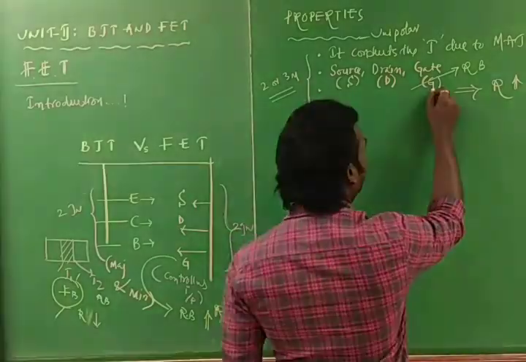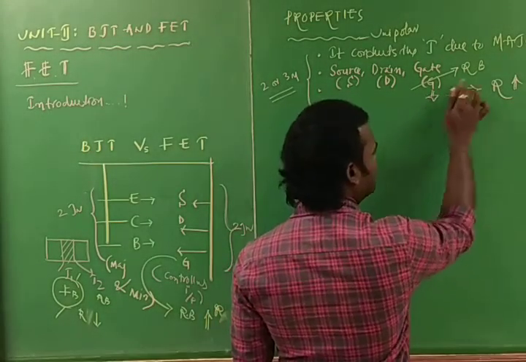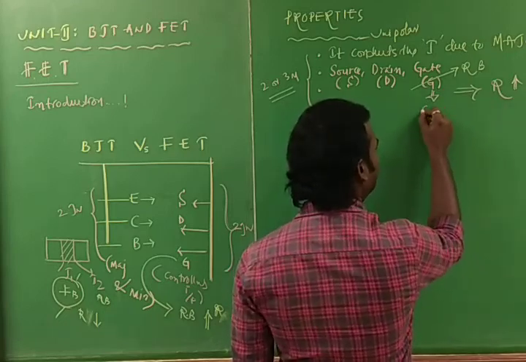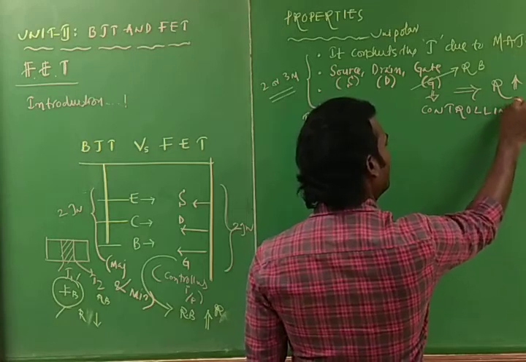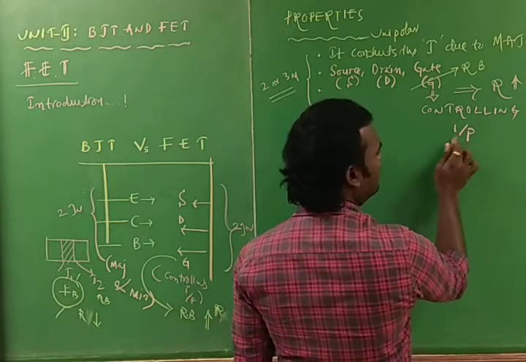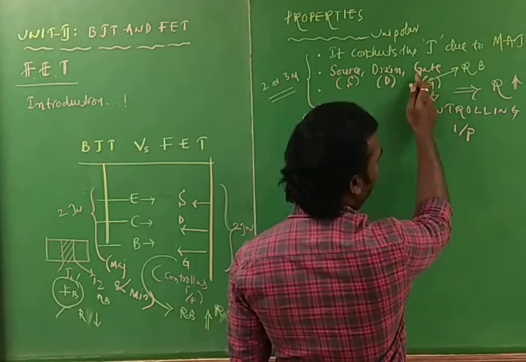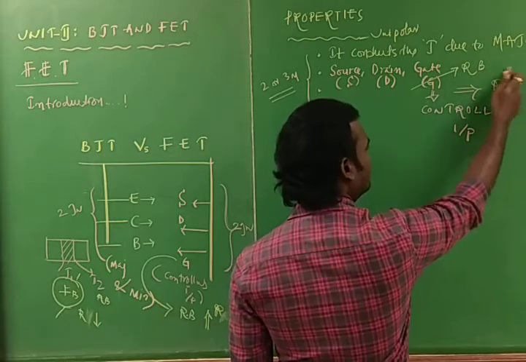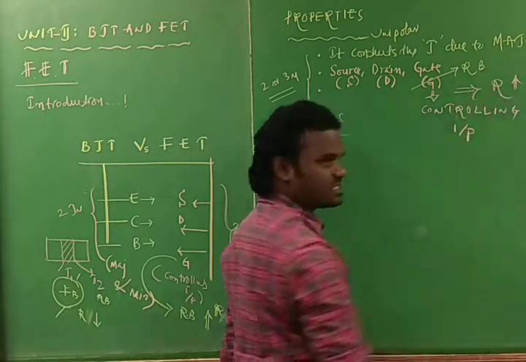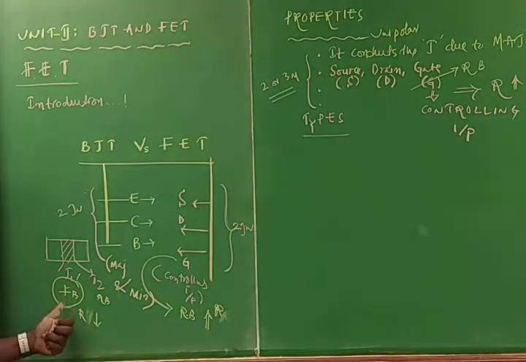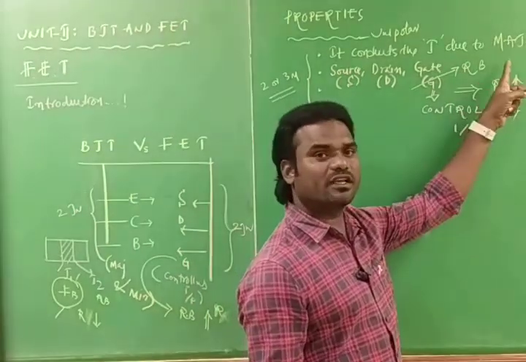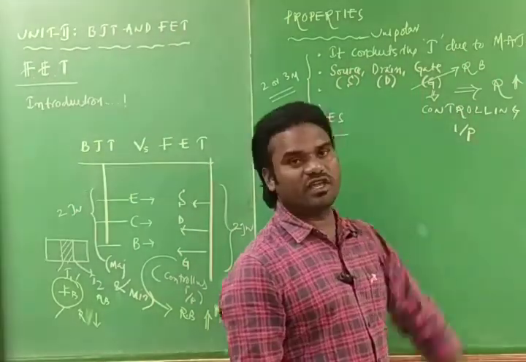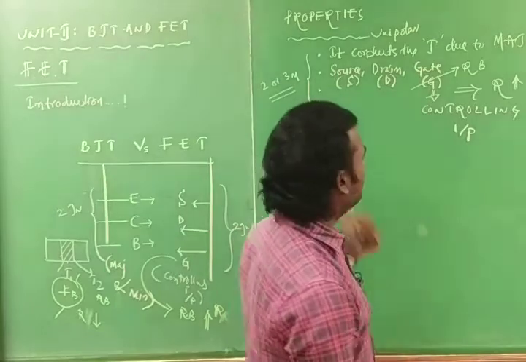So we know that the gate must be connected in reverse bias, and the gate is also named the controlling input. It is nothing but the input only. That means the input is nothing but the gate, and it is connected in reverse bias, so on the input side we have more resistance. In the BJT, the input side is connected in forward bias, so it offers less resistance. Here the gate is at the input side and is connected in reverse bias, so it offers very high resistance compared to the BJT.